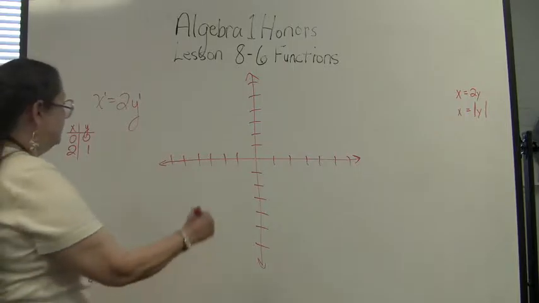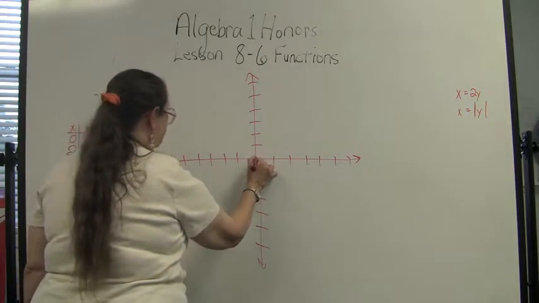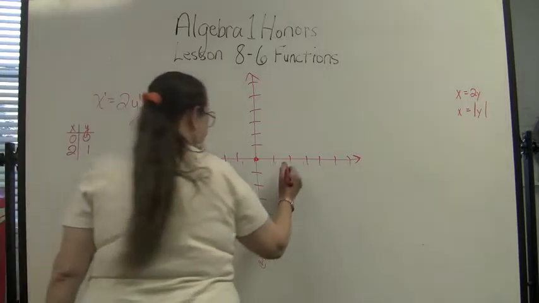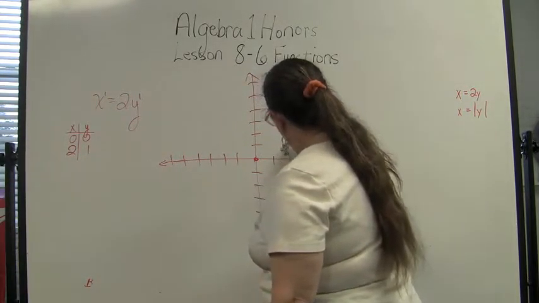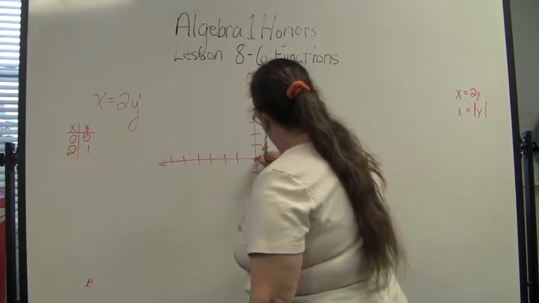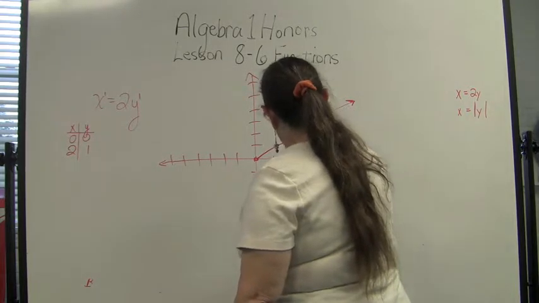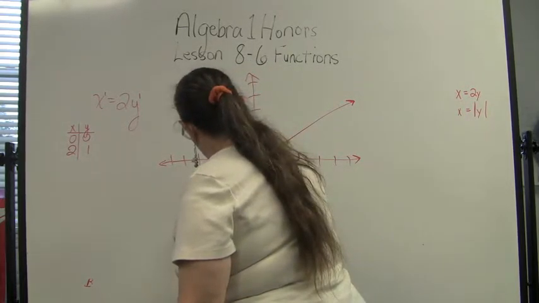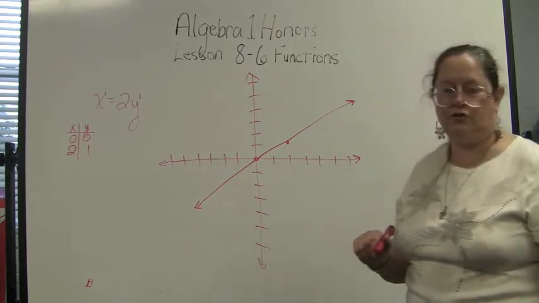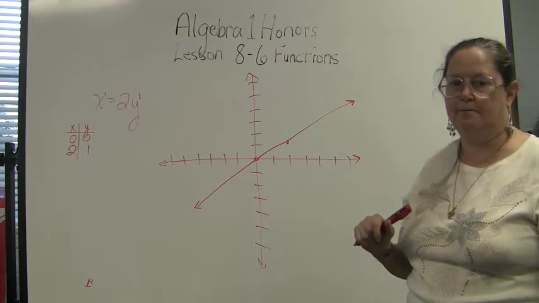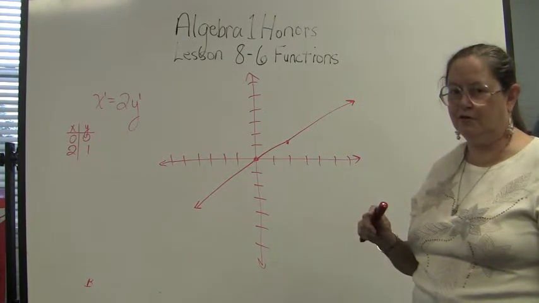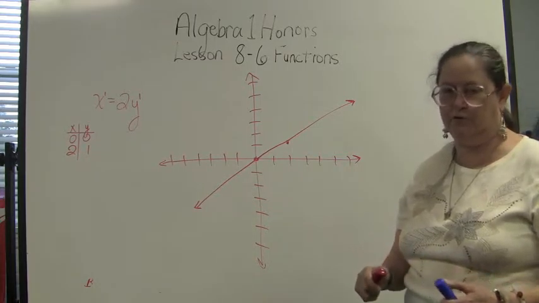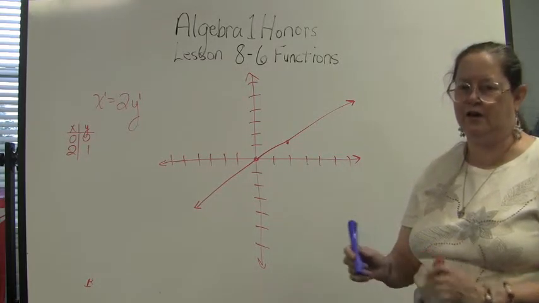So I'm going to plot 0, 0 right here. And 2, 1. Over 2, up 1 right there. And there's my line. Okay? Now, the question is, is that a function or not? Okay? And you answer that by doing something very simple. It's called the vertical line test.